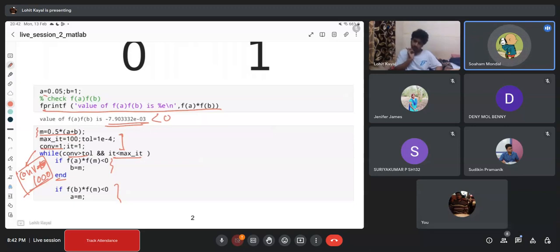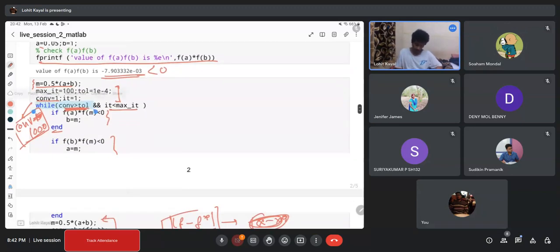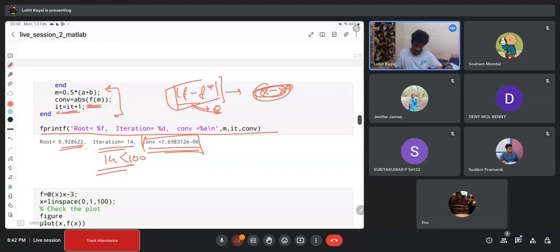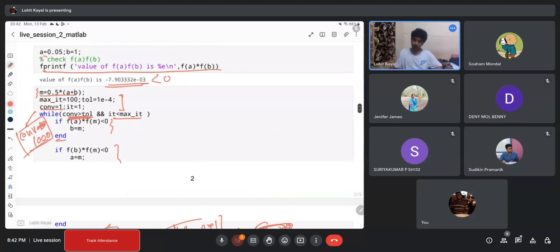Max it here is 100, and so 99 is the maximum integer that is less than it. But this condition is already satisfied. This other condition is no longer true. You see that conv is 10 to the power minus 6, and tol is 10 to the power minus 4. So it is no longer true. So this is false after the 14th iteration, so the loop stopped there.